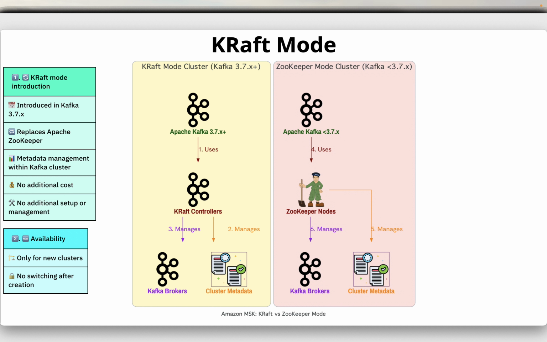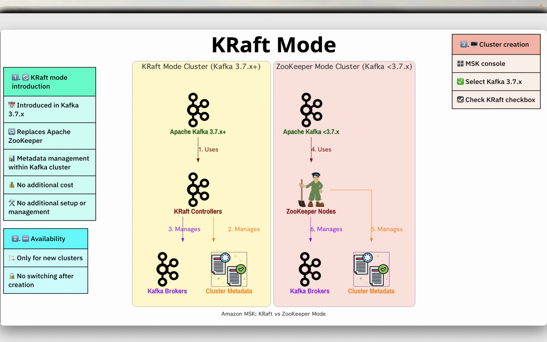Availability. KRaft mode is only available for new clusters. You cannot switch metadata modes once the cluster is created. Cluster creation. On the MSK console, you can create a KRaft based cluster by choosing Kafka version 3.7.x onwards and selecting the KRaft checkbox in the cluster creation window.